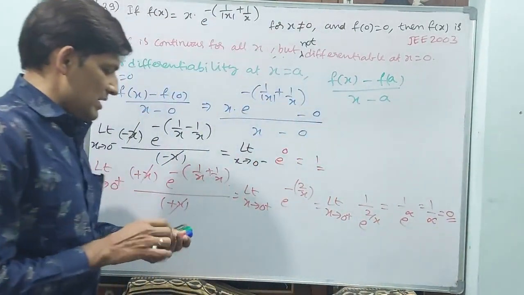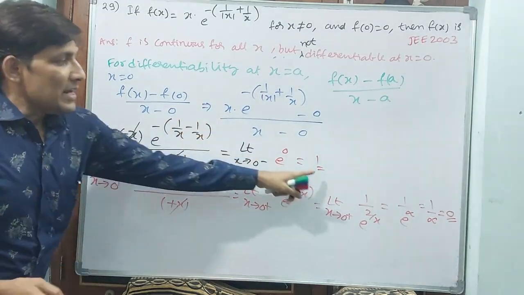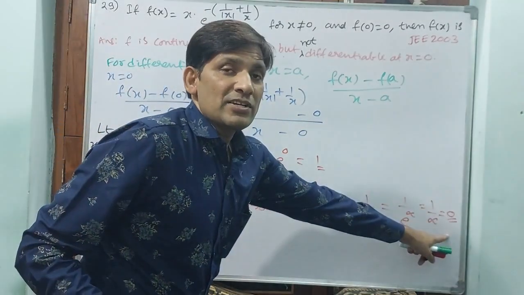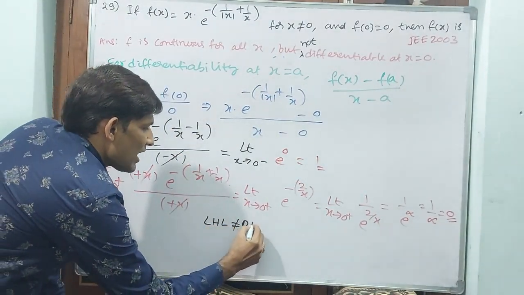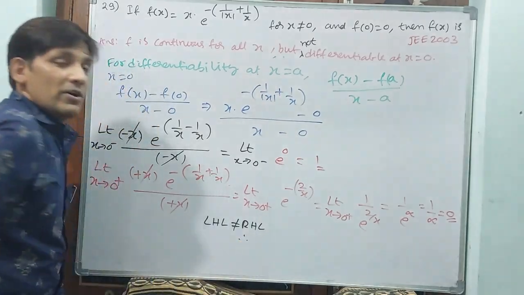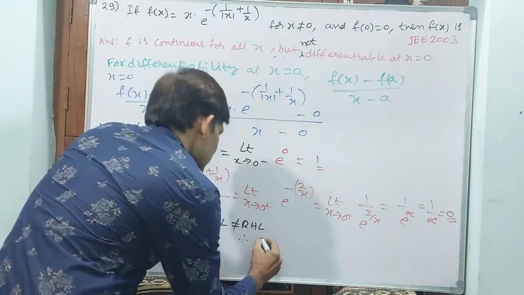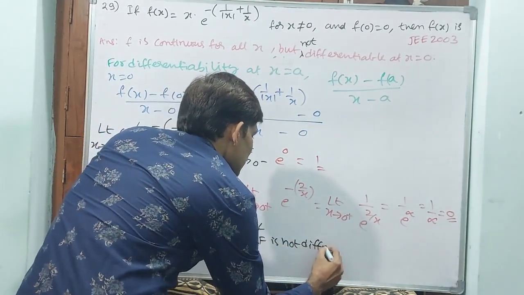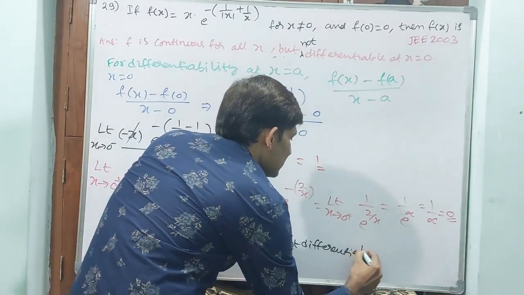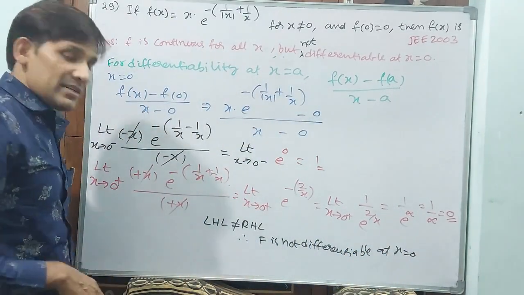Okay, now you tell me here at x is equal to 0, LHL is 1, RHL is 0. LHL is not equal to RHL. Therefore, this function f is not differentiable at x is equal to 0. Understand this peculiar question? Why?